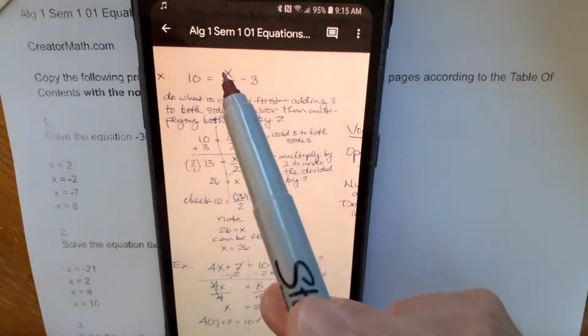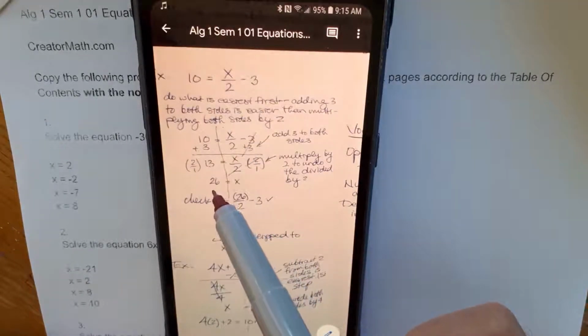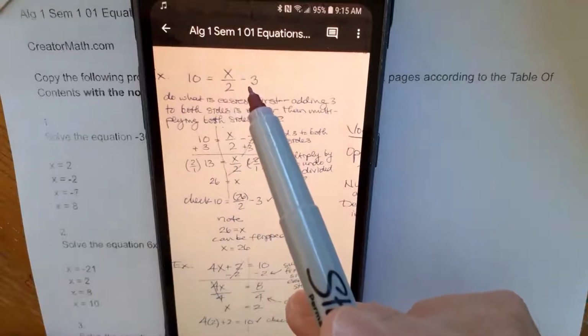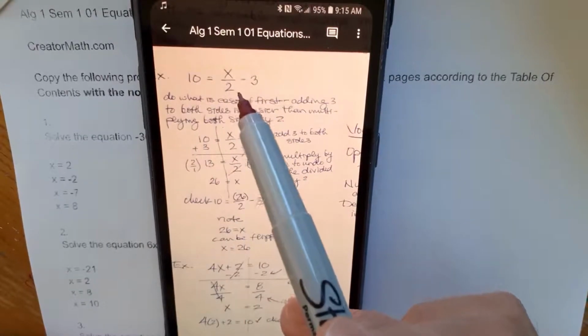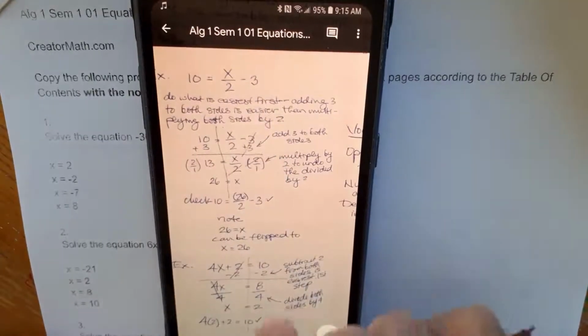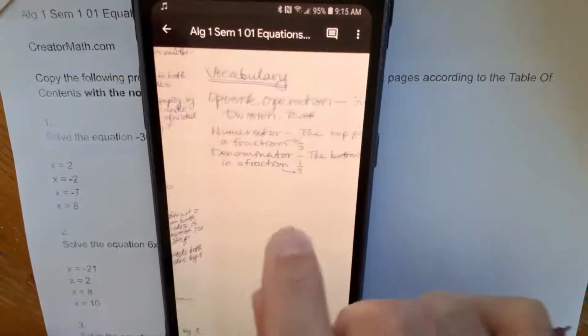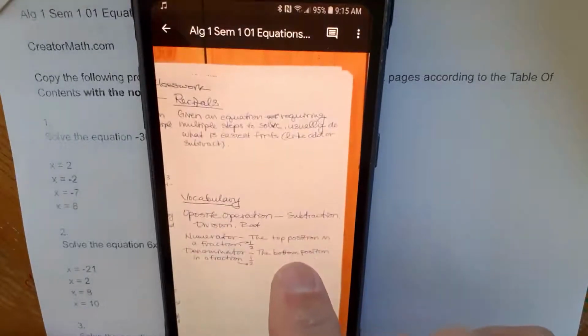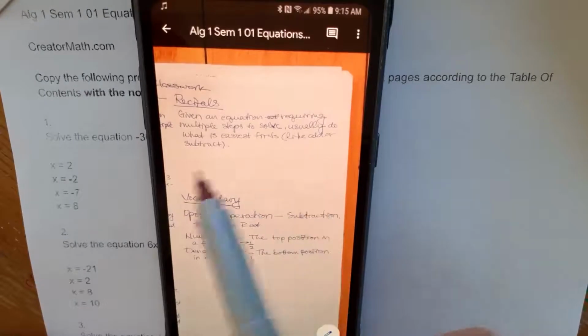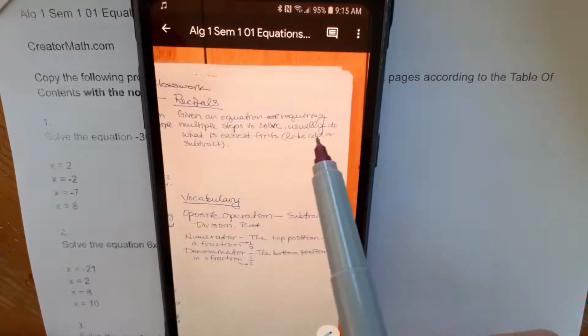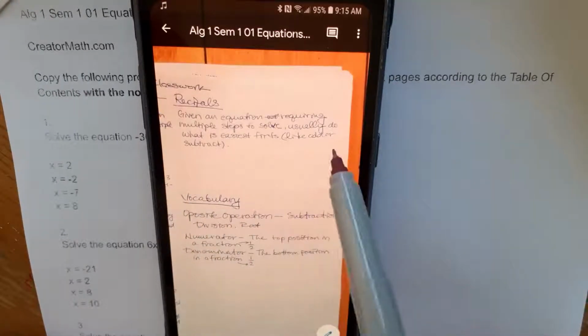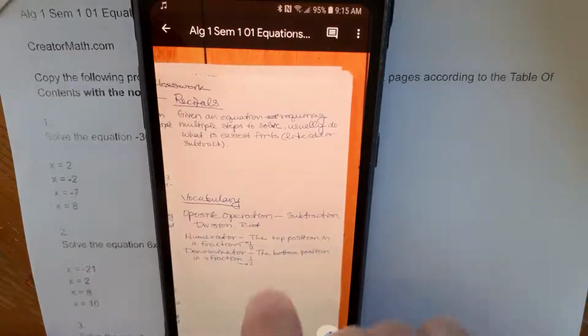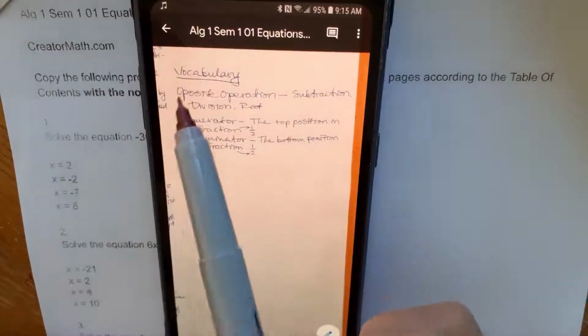We can plug that x equals 26 in here. 26 divided by 2 is 13, minus 3 is 10. 10 equals 10. We've now proven that that equation's balanced. So go ahead and put these notes in. That'll give you a basis for the problem set we're about to do. Given an equation requiring multiple steps to solve, usually do what is easiest first, like add or subtract. We'll see that as we go through these problems.